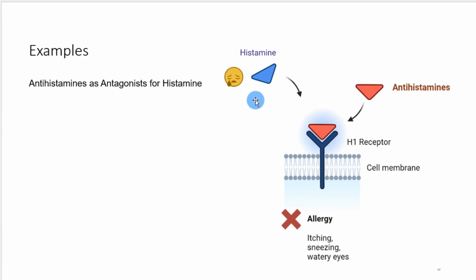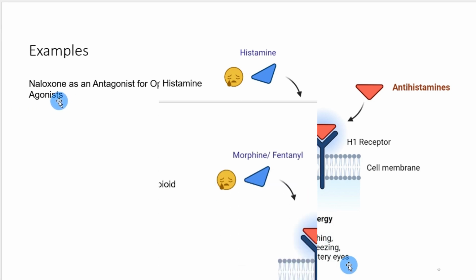Now, histamine is an endogenous substance that produces typical symptoms of allergy. Histamine antagonists, commonly known as antihistamines, such as pheniramine, cetirizine, and loratadine, block the effects of histamine at the H1 histaminergic receptors, and thus they prevent the typical symptoms of allergy such as itching, sneezing, and watery eyes.